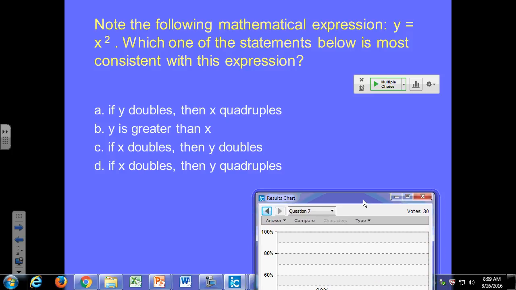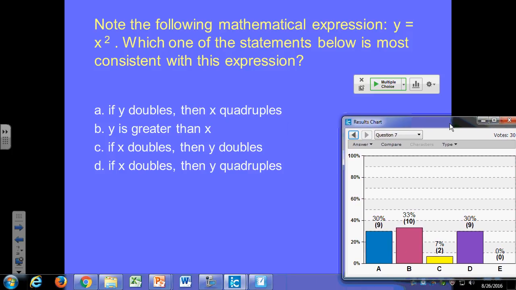Let's see. If y doubles, then x quadruples. That's not true. If I double y, that means that x will increase by a factor of what? Not 4, but not 16.